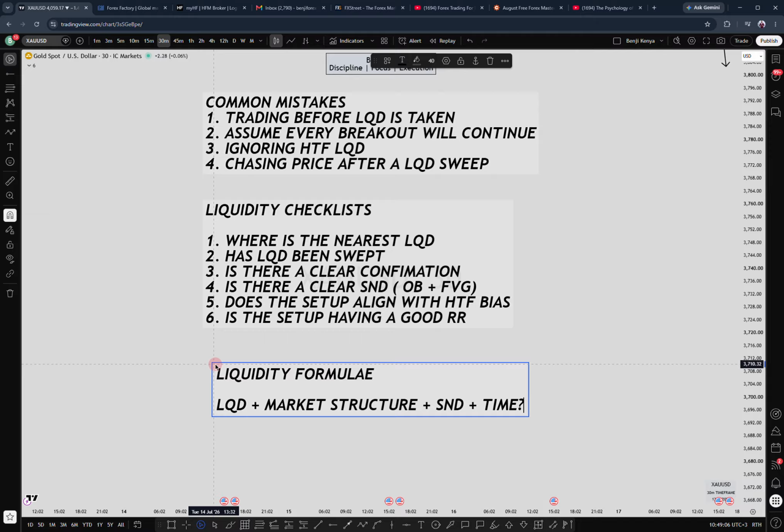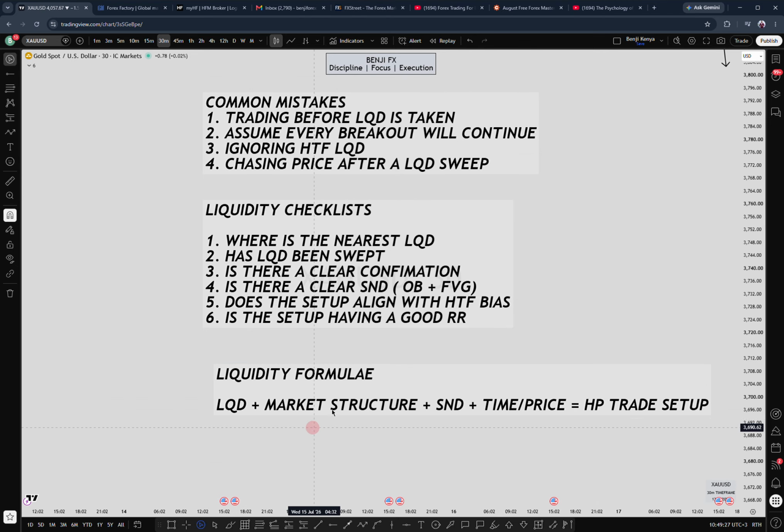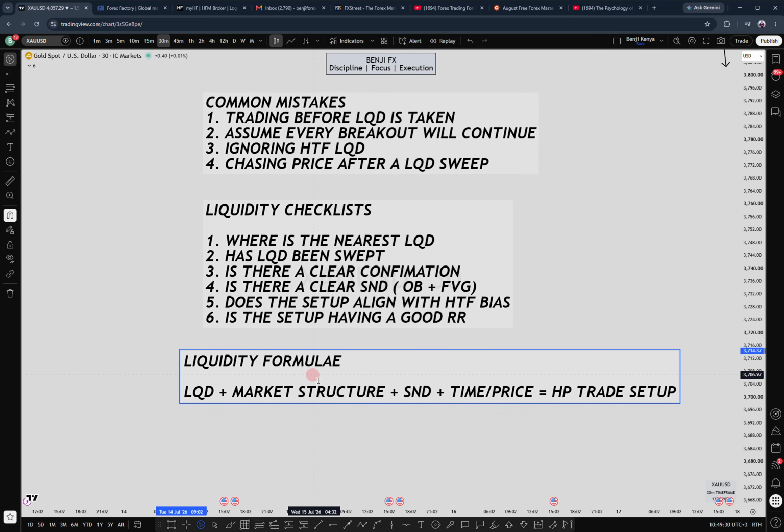Wait for time and price to align. Once you have this, you have yourself a high probability trade setup. Okay, high probability trade setup. Once you have this, you are good to go.